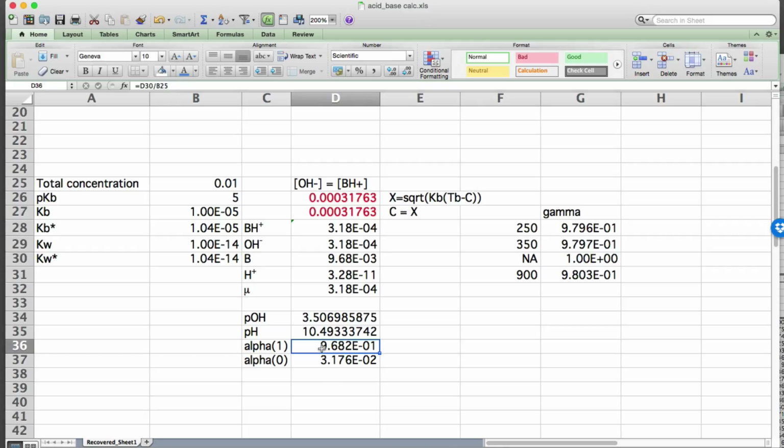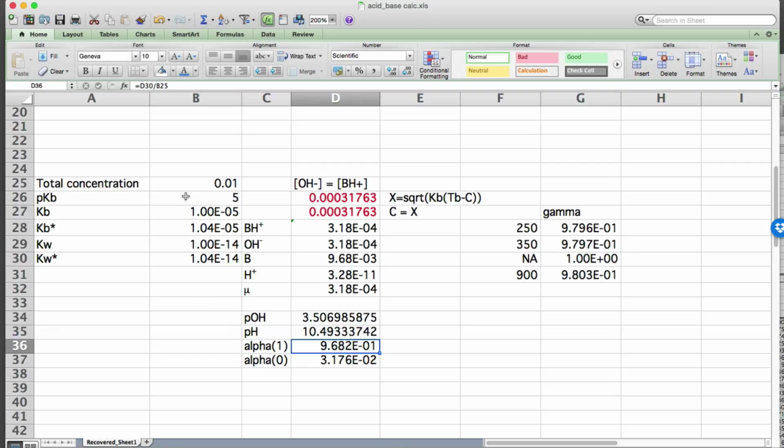And then finally, I have the alpha 1, alpha 0. Now I'm going to use the same notation. Alpha 1 is with one proton dissociated, so that's going to be the weak base form. And alpha 0 will be the acid form. So I'm using the same alpha notations as I use in a weak acid problem. And you see that in this weak base problem, 96% of the base is undissociated, and 3% of the base is the conjugate acid.